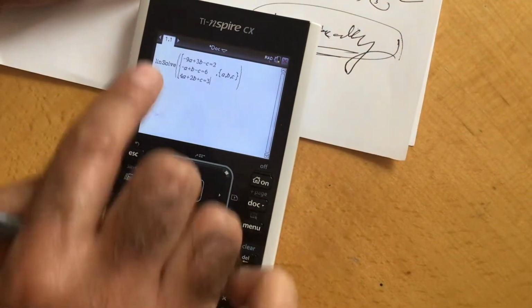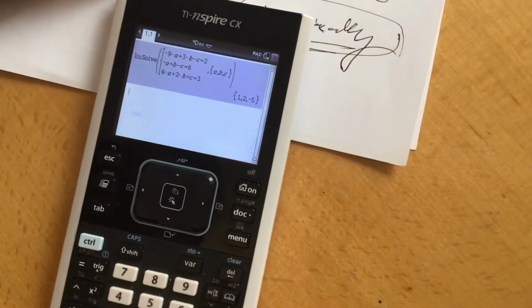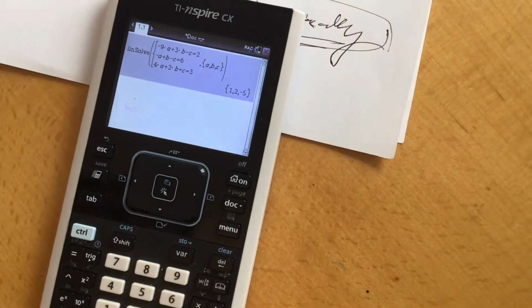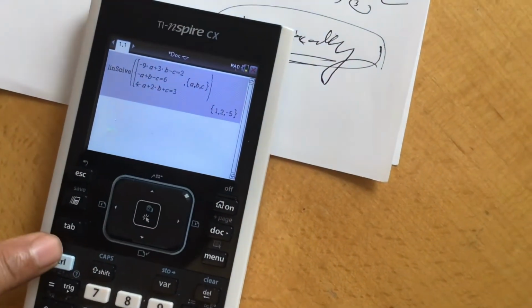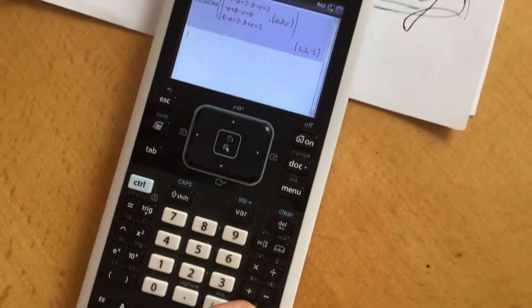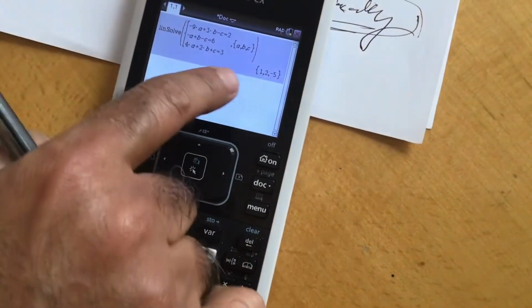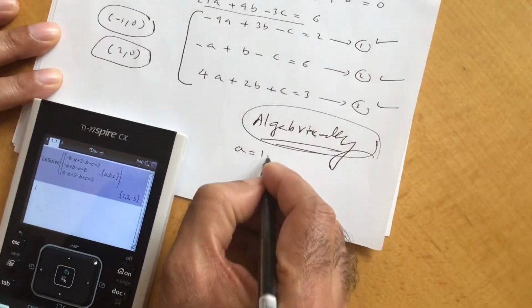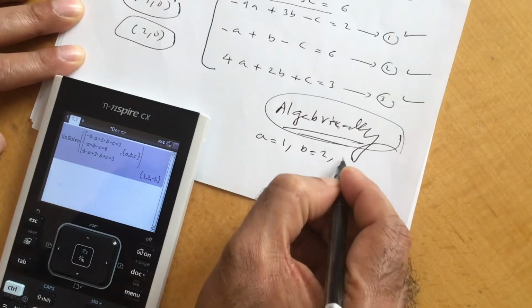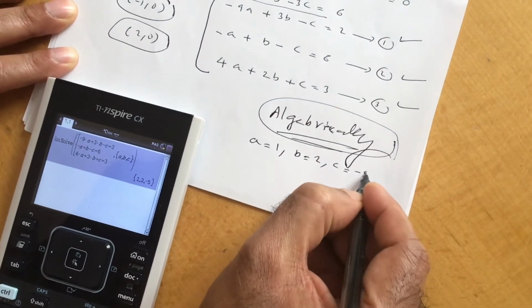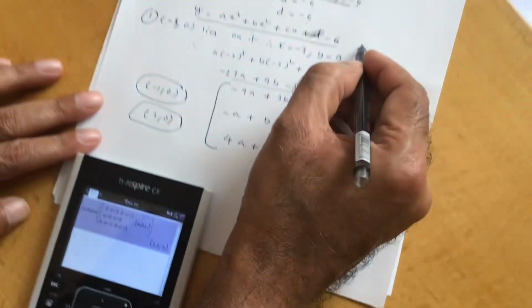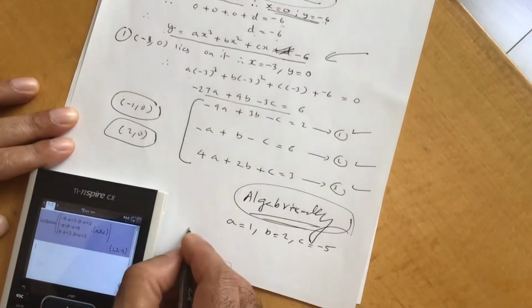Once you have entered all three equations, just press enter, and it gives you the answer. Suppose it is a fraction answer, press Control Enter, which will give you the decimal answer. So I have the answers: a is equal to 1, b is equal to 2, c is equal to -5, and d of course we already knew, so we're going to put that back in and write the function.